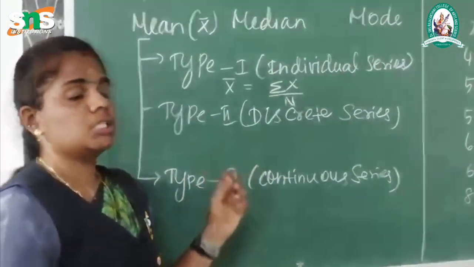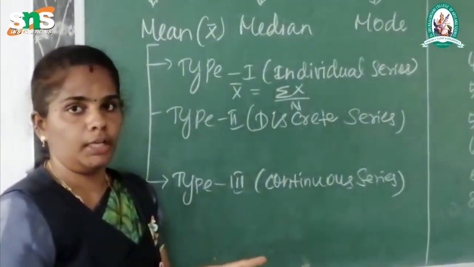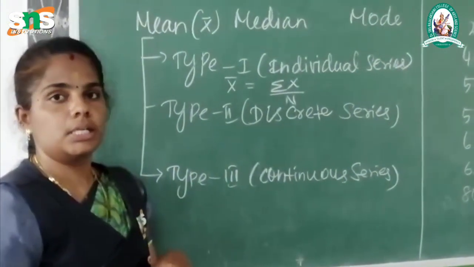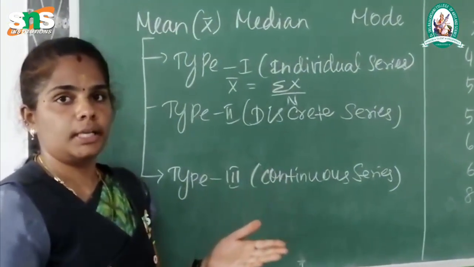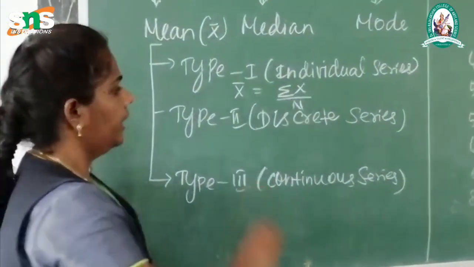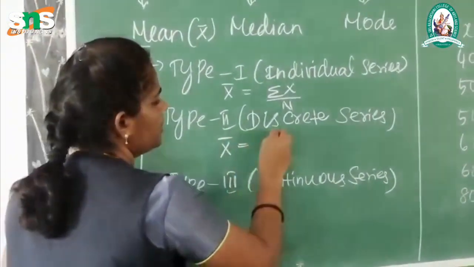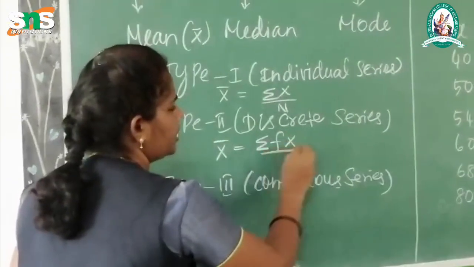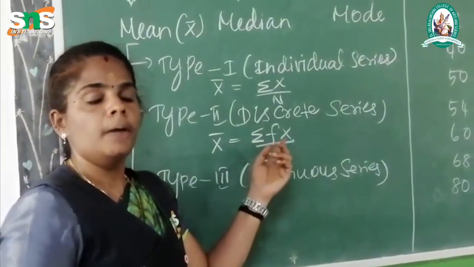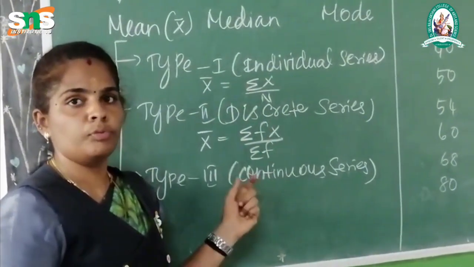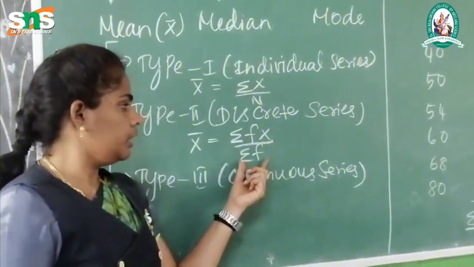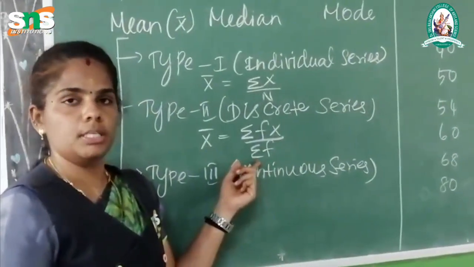Type 2, discrete series, contains two types of data, that is, one is marks and the other is the number of students. The first data is considered as x and the number of students, the second data, is considered as a frequency. It is denoted as f. And the corresponding formula is x bar is equal to summation fx by summation f. First we have to multiply the value of f and x, and altogether we have to take the sum of those values, which indicates summation fx. Whereas the sum of frequency is said to be summation f.